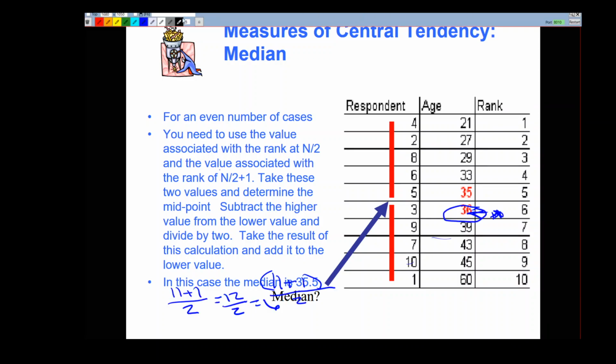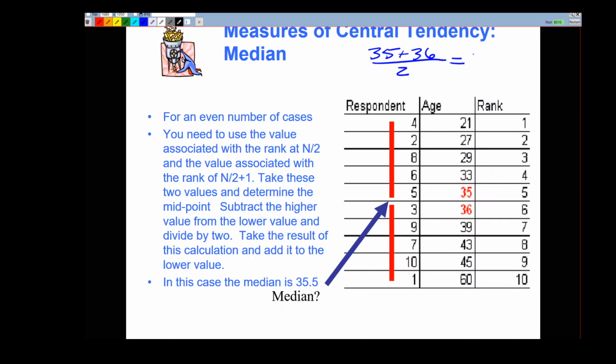Oh, let me clear my screen. Okay. So I need to take the rank. I need to take 35 plus 36 divided by 2 equals 71 divided by 2 equals 35.5. Therefore, my median age is 35.5.